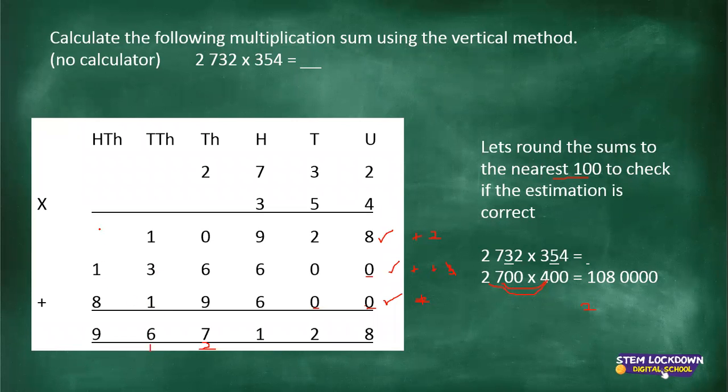Now there's nothing to add here, so we don't add it. And then we have 8 plus 1 is 9. So now we have our final answer, and that's how we did vertical multiplication with a 4 digit by 3 digit number. So you saw that it got a lot easier for you.